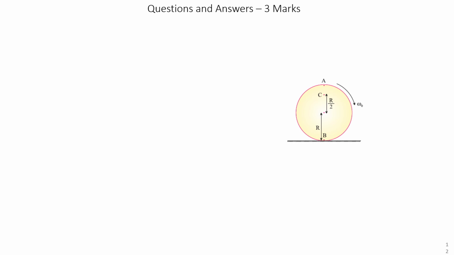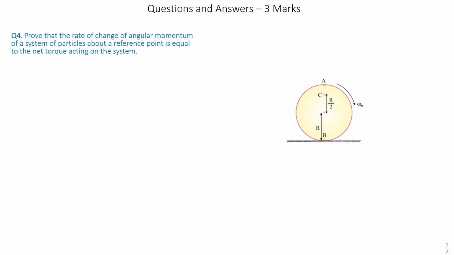Now we will take up some short questions of 3 marks. Prove that the rate of change of angular momentum of a system of particles about a reference point is equal to the net torque acting on the system. This was the question asked in the previous year's examination for 3 marks. This we have already given in sections 7.7.2 and 7.7.3. Please click the link given in the description part of this video.